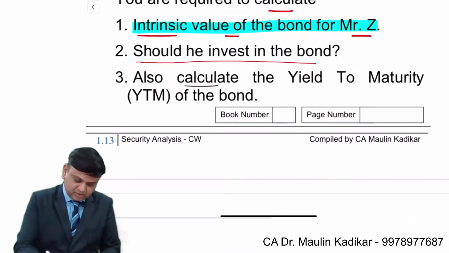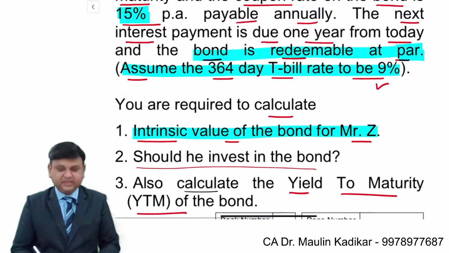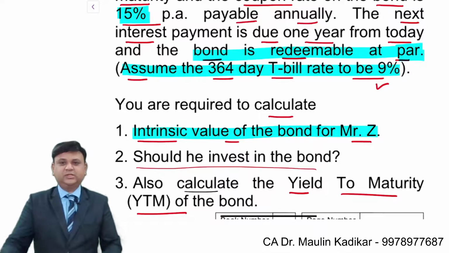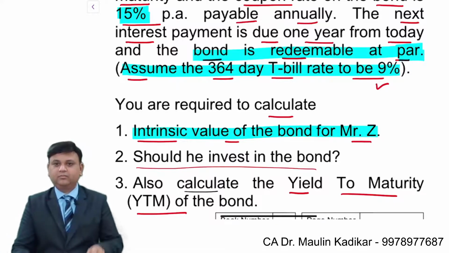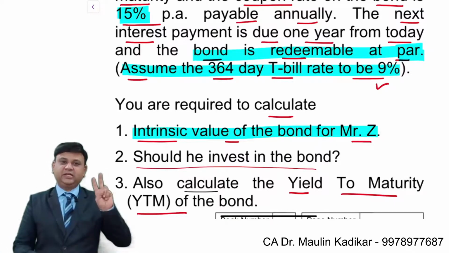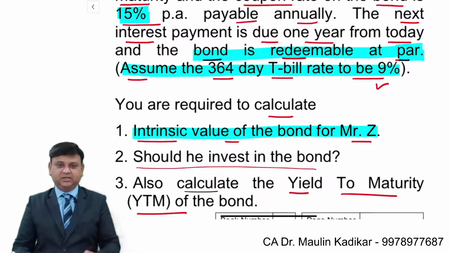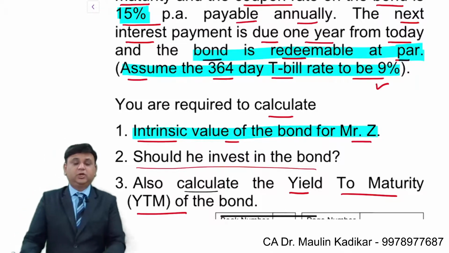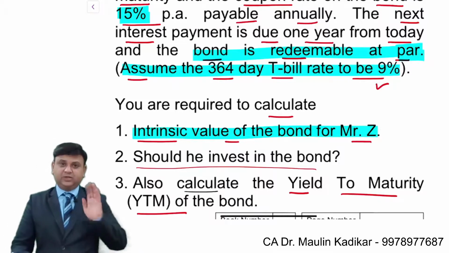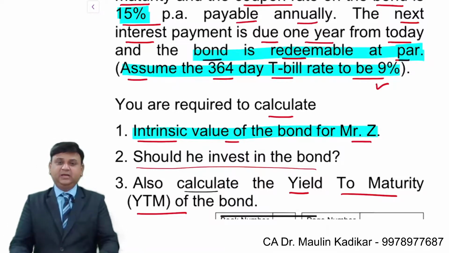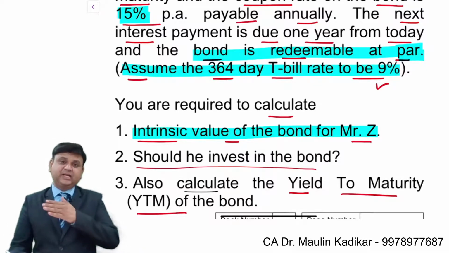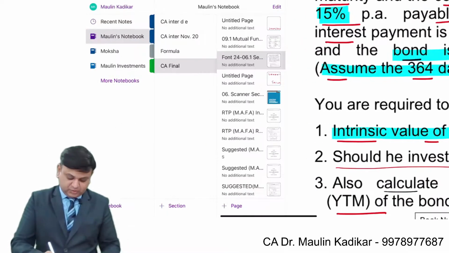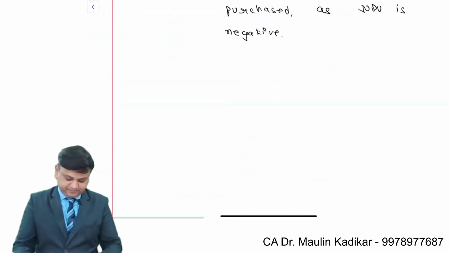Also calculate the yield to maturity, YTM, of the bond. That is the question. Try to do the answer on your own. Friends, there are two methods by which you can calculate the answer. One is the IRR method, which is quite lengthy, and the second is the approximate return method. You can apply the approximate return method because over here we can see that the interest rate is annually the same. So we'll make the calculation like this.